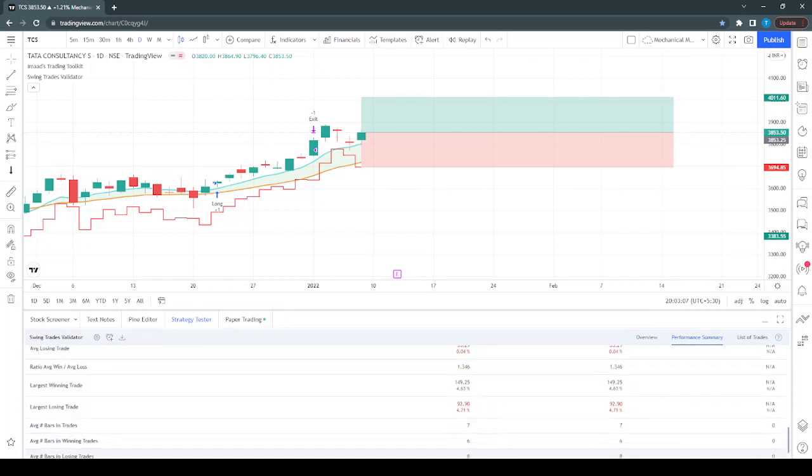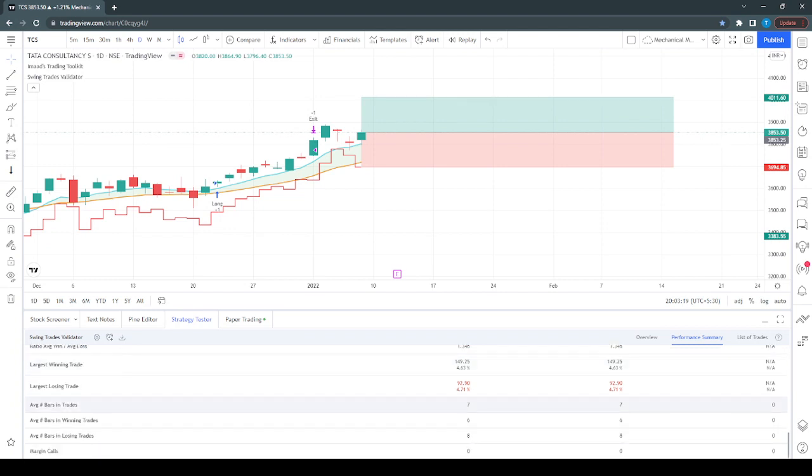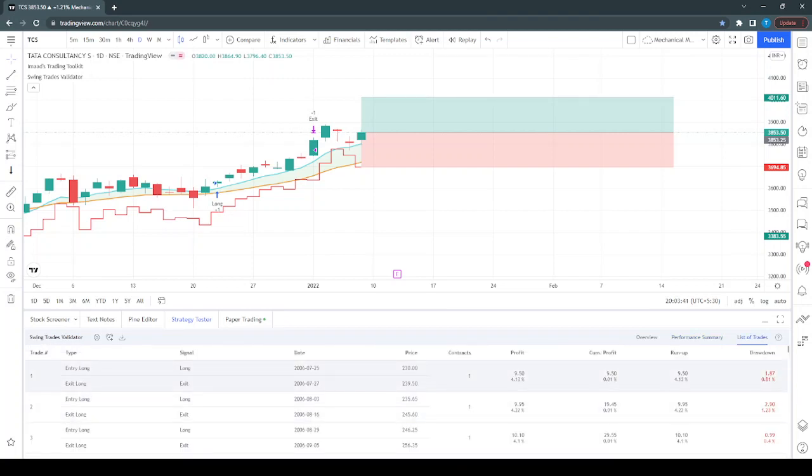The largest winning trade was 4.63%, and the largest losing trade was 4.71%. That means this came close to our profit or stop loss. For the average number of bars in the trades, usually it takes 7 days for TCS to capture 4% up or 4% down. On average, it took 6 days to hit this 4.1% target, and almost 8 days to hit the 4.1% stop loss. Now, we can also see the list of trades.